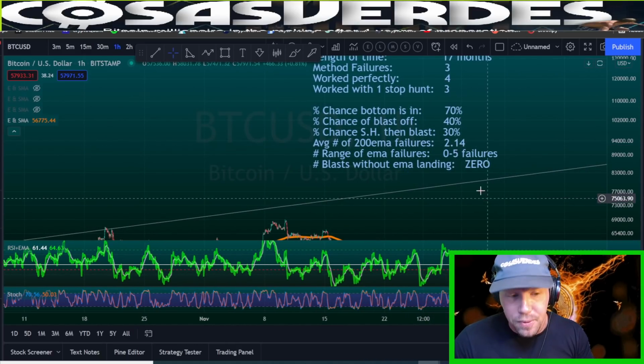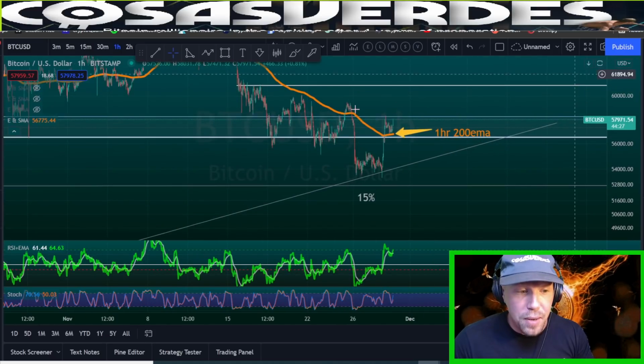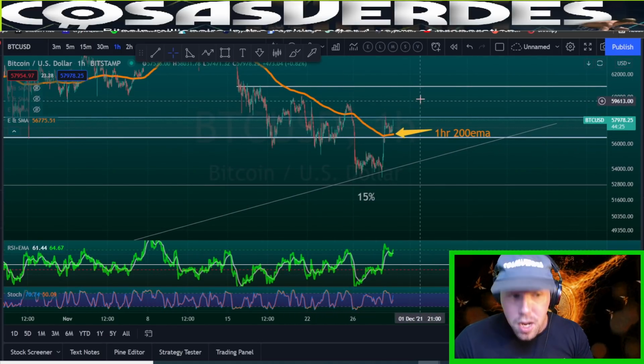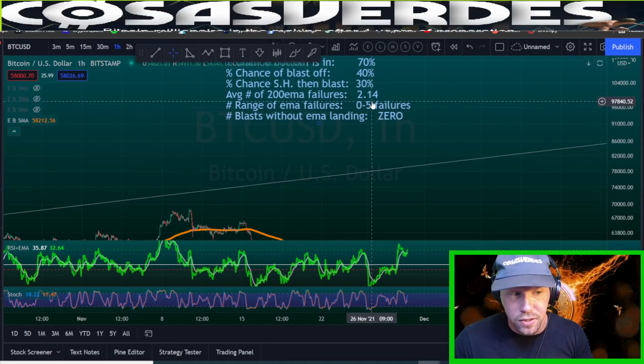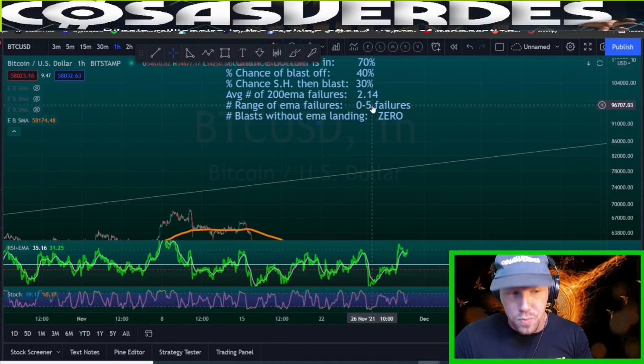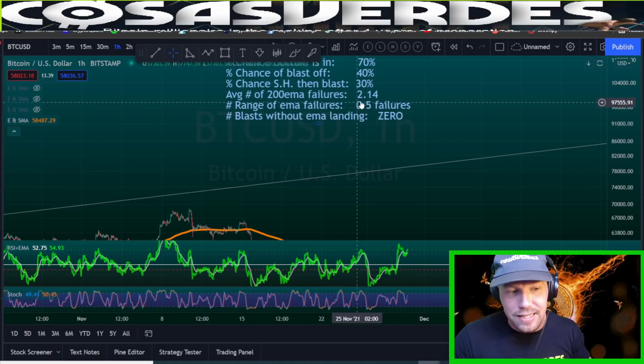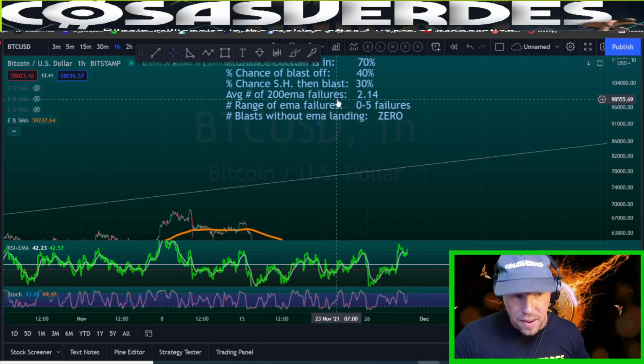On average, it happens just over 2 times. How many times has it happened now? Only once, but that's still within the normal range. And the range of those was it happened between 0 and 5 times. So EMA failures means the times it went above did not stick its landing, therefore fell back down. It was an EMA failure, right?